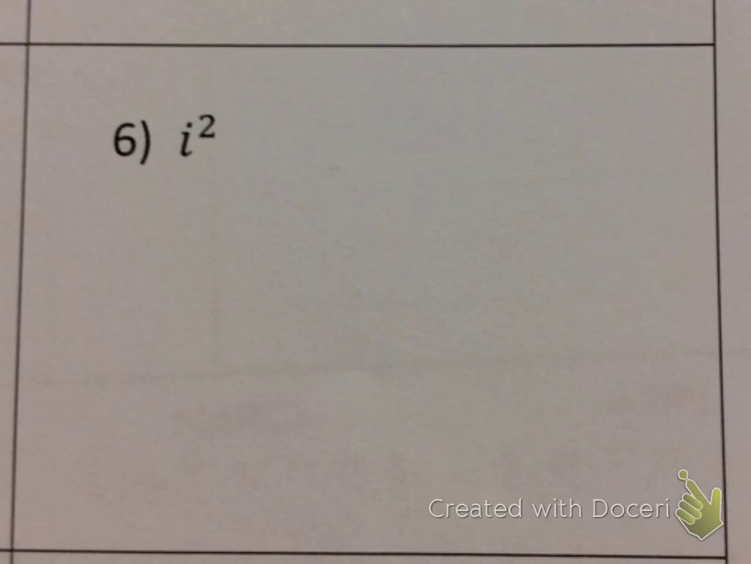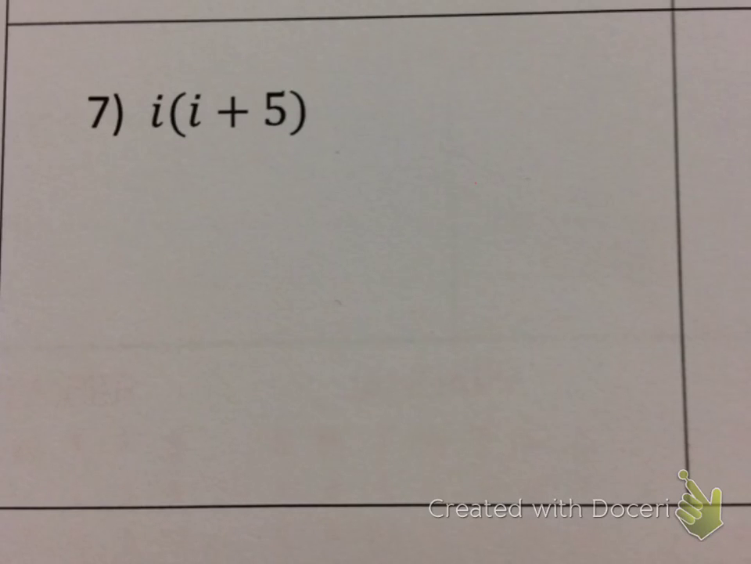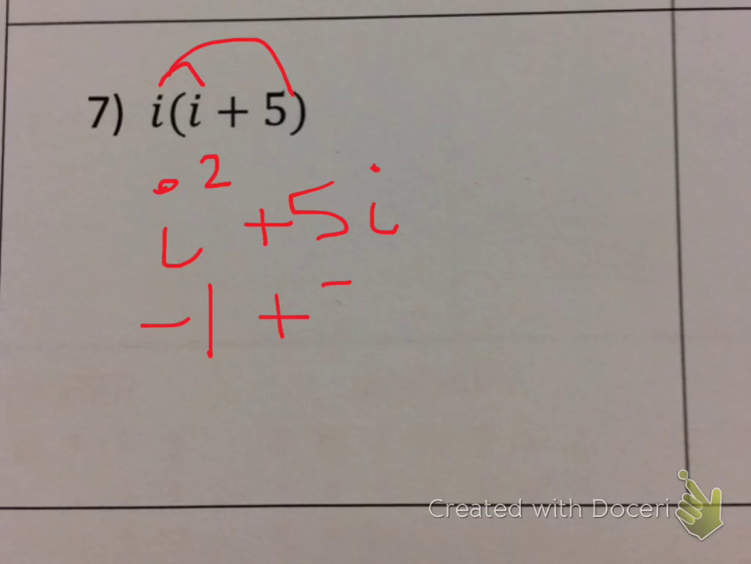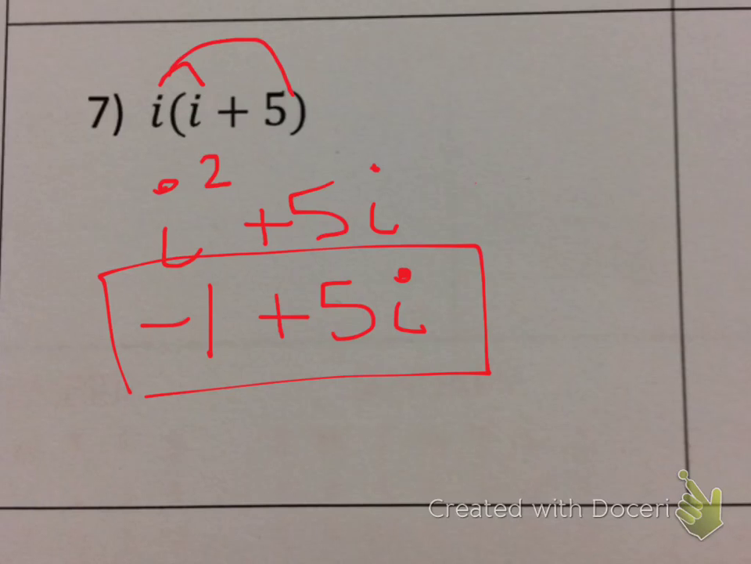Okay, right at the top of our note-taking guide, we told you a rule that said i squared is equal to -1. So every time I see an i squared, I'm going to change that value to -1. So this is the distributive property. I'm going to multiply that through. I get i times i, which is i squared. And then I get i times 5, which is 5i. i squared is a -1, so I'd have -1 plus 5i for my answer. I can't simplify that any further, so that's where I'm done.